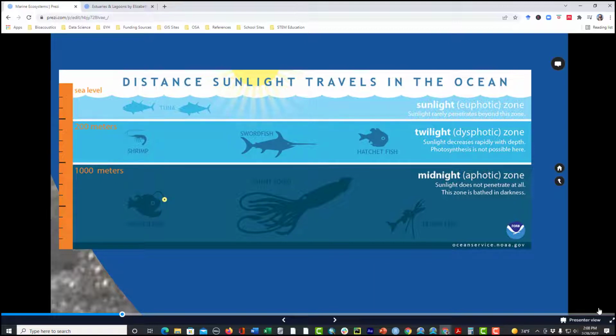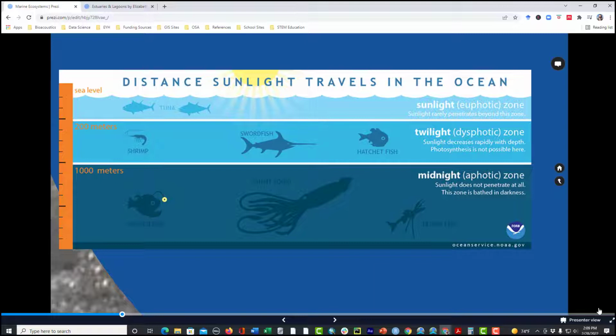Just below that is the twilight or dysphotic zone, which is where the sunlight decreases quite rapidly with depth. And I'd say by about 800, 900 meters or so, that light is gone. It also is important to note that despite the fact that there is some light that goes down there, it's going to be insufficient for organisms to conduct photosynthesis. And then below 1,000 meters, we have something called the midnight or the aphotic zone, where there is no sunlight at all. This tends to have different temperatures.